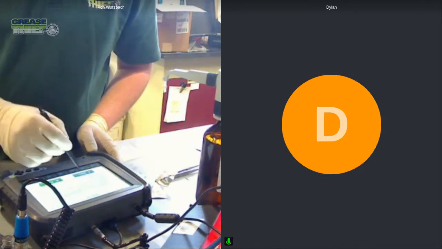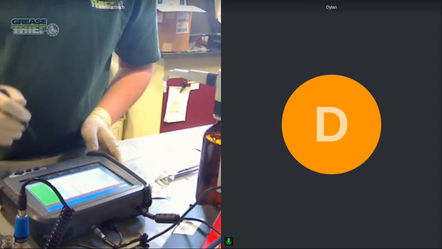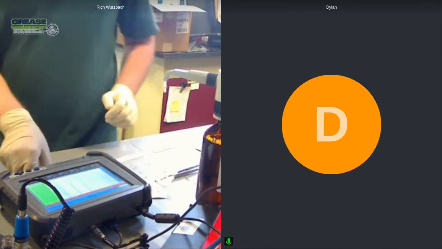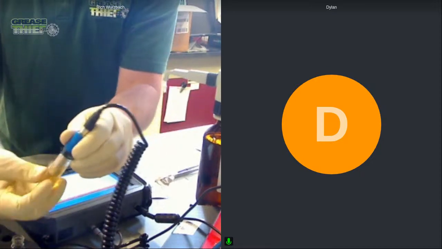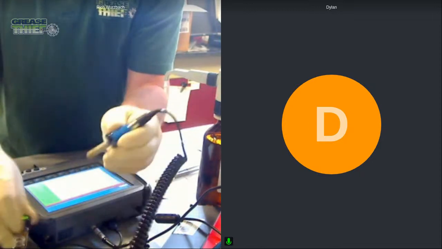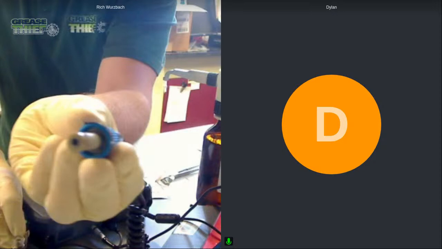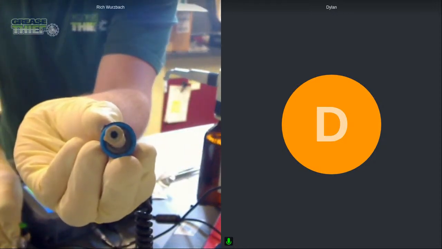Now we can go back through this menu here. So now we go back to our database. And that is pretty much it for analysis. How we're going to want to finish it out is take the probe out of the grease like this. And now we'll end up with some grease on the side of the probe. But we see there was no grease on the tip. That's the important part right there, the two electrodes.